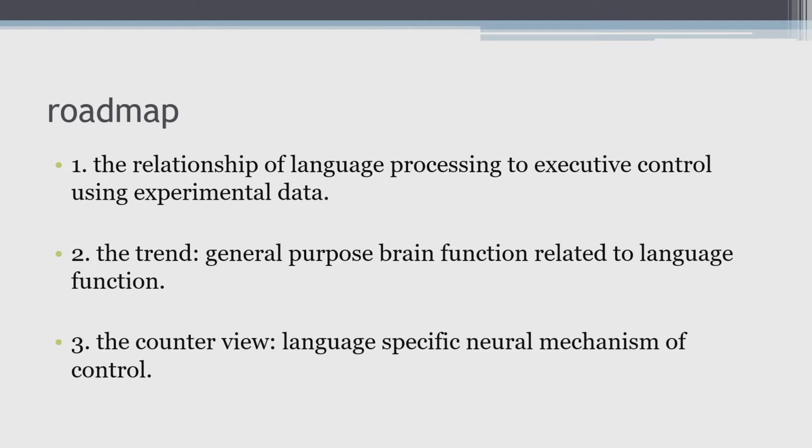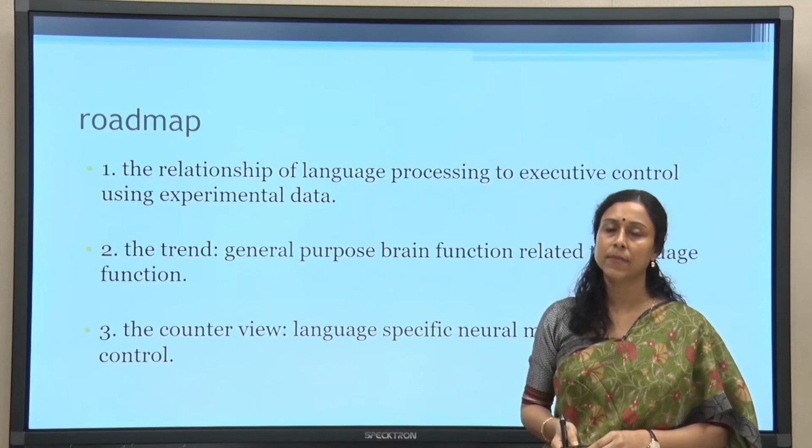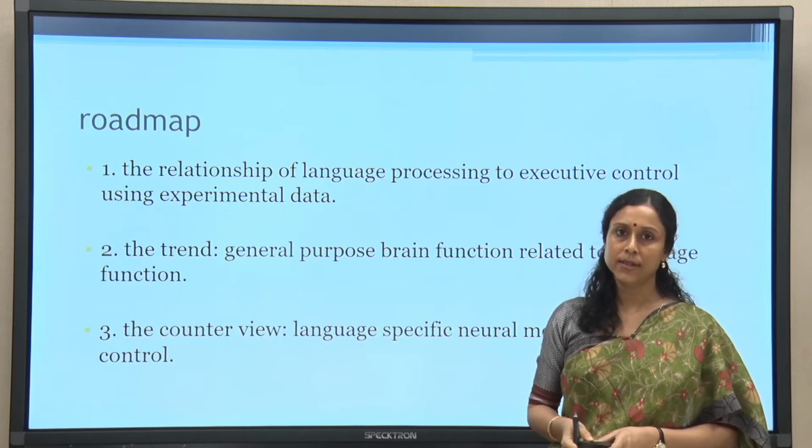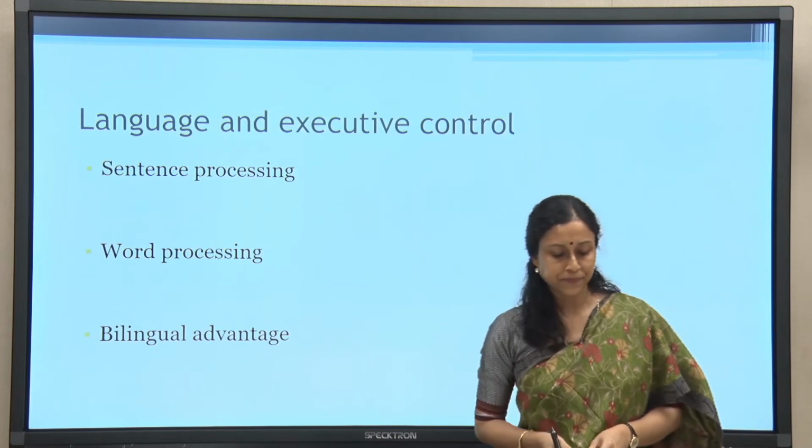First, we will discuss the relationship between language processing and cognitive control, or executive control mechanism, through various experimental research, various data from experimental research spanning various types of language processing. And then we will go ahead on the assumption that general purpose brain functions are related to language related processing as well. This is not entirely a straight-jacketed idea; there are controversies, there are debates on this. So, the counter view of this assumption will also be discussed.